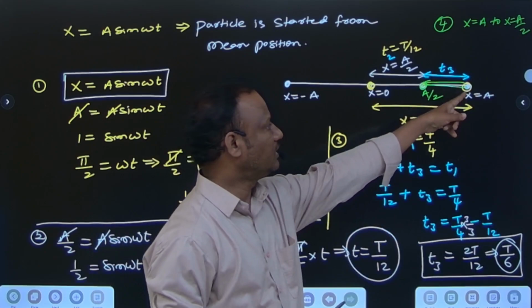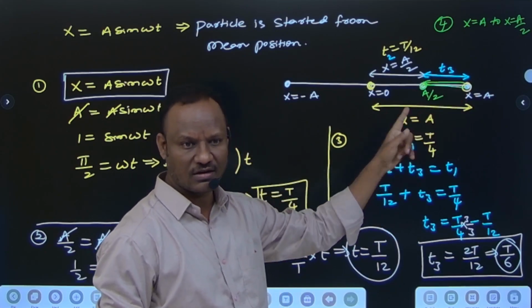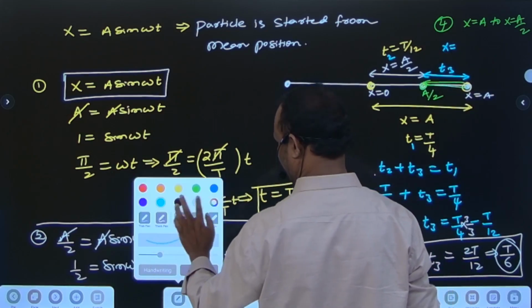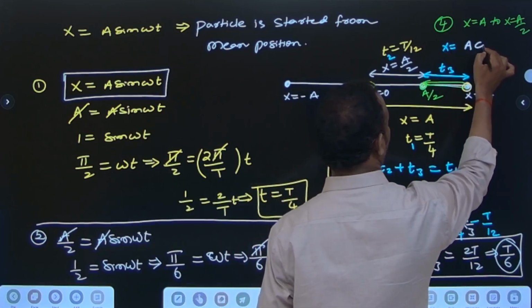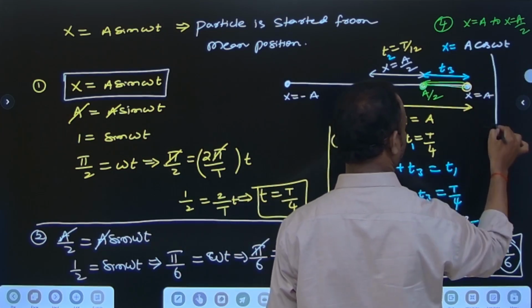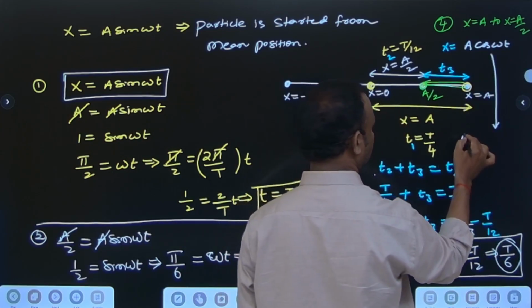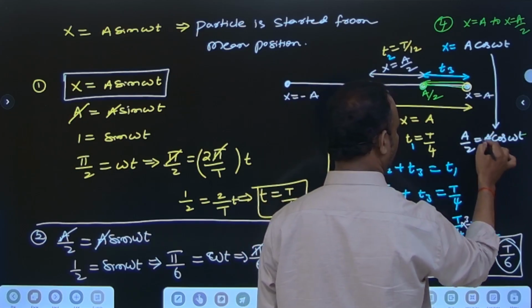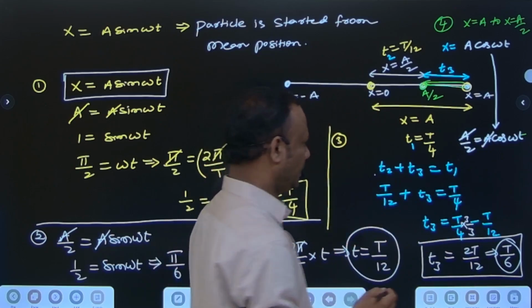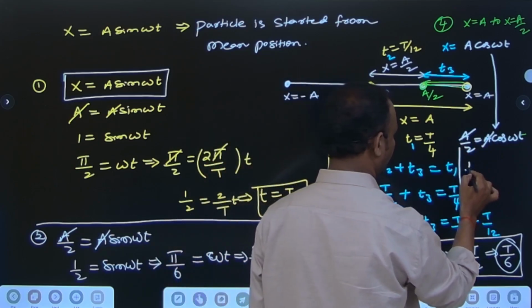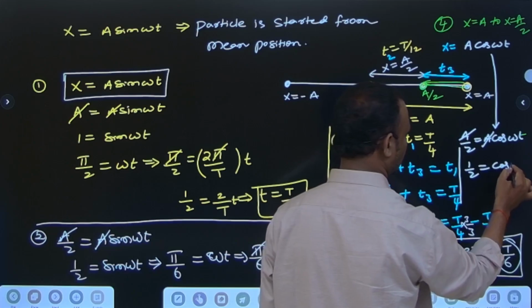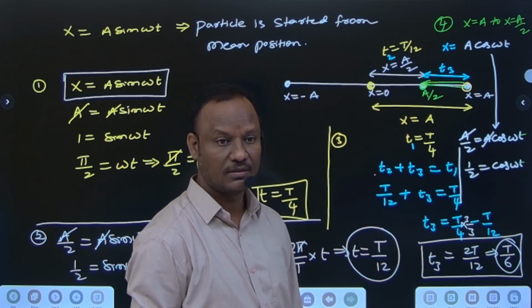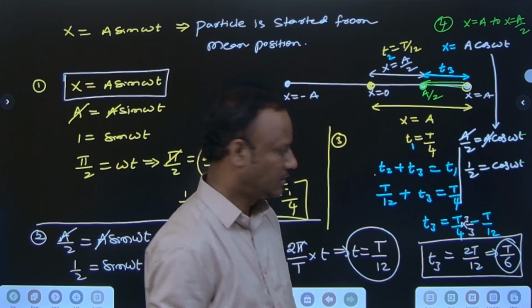So from where to where? Here to here. Which formula do I have to use? Sine or cos? Cos. Then what? X is equals to A cos omega t. X means A by 2. A by 2 equals A cos omega t. A and A cancel. 1 by 2 is equals to cos omega t. In the cos table, where is 1 by 2? 60. 60 means pi by 3.